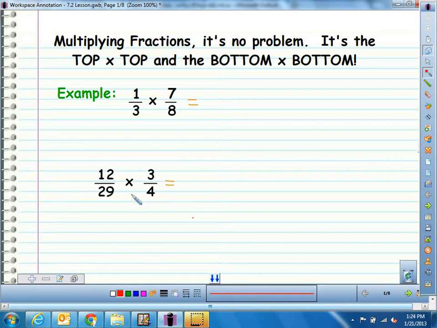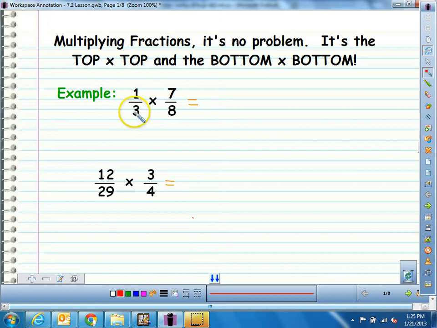Again, we are not looking for common denominators. So let's keep that in mind. I want you to write that on your notes. Top times top, bottom times bottom. And then put a big asterisk or something to say no common denominators needed.